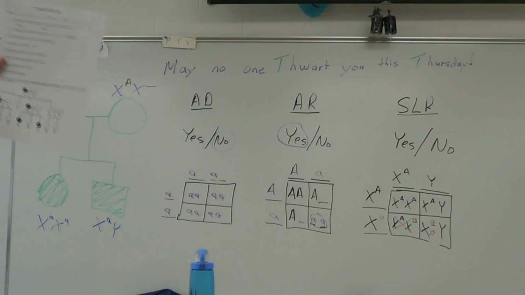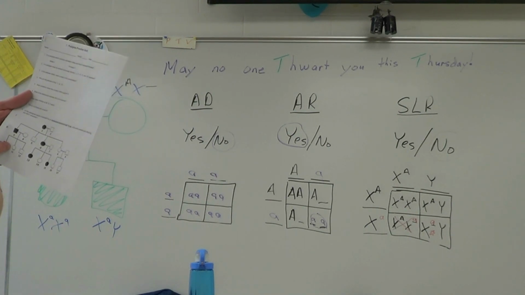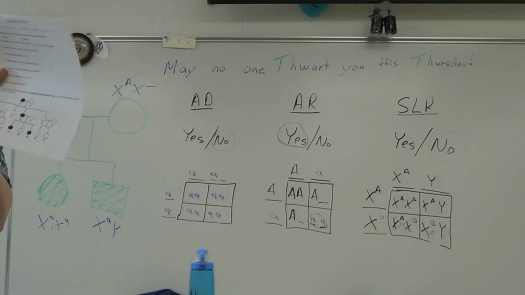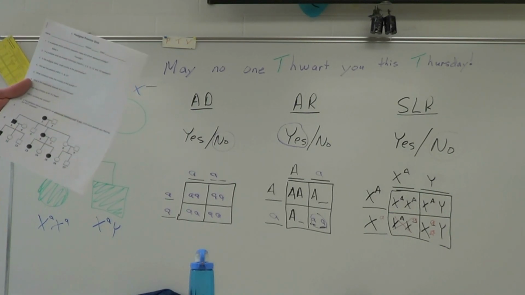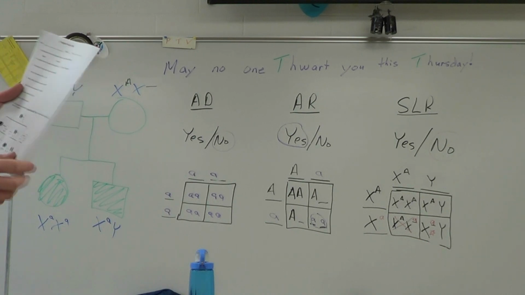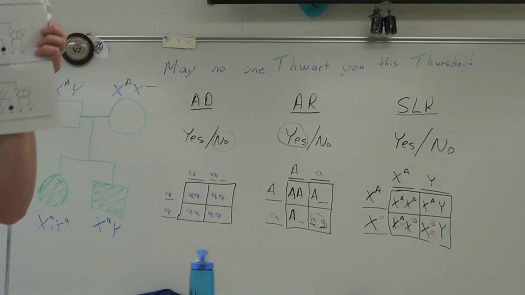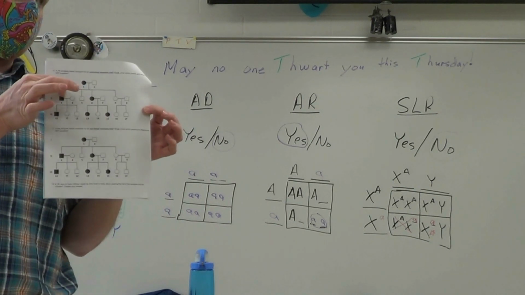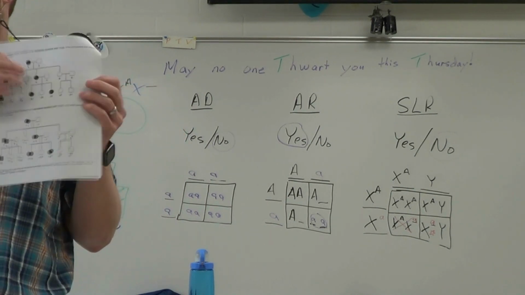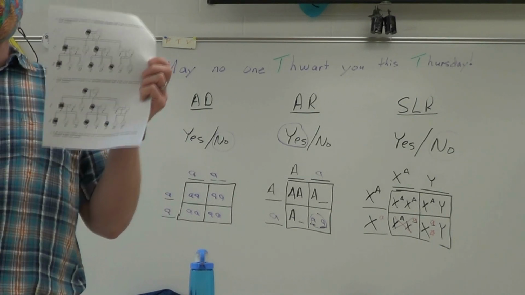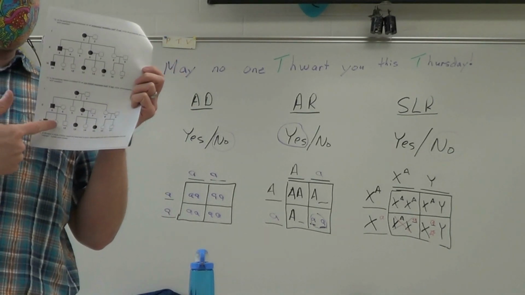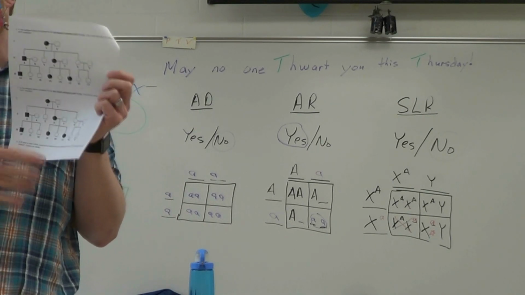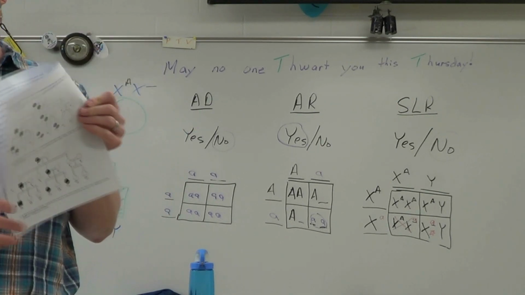So if the autosomal dominant did work, then does number 5 have to worry about it? If the autosomal dominant didn't work, you don't even have to talk about it because it's not possible. If the autosomal recessive worked, does number 5 have to worry about it? If autosomal recessive doesn't work, don't have to talk about it because it's not possible. If sex-linked recessive works, does number 5 have to worry about it? If it doesn't work, don't worry about it because it's not possible.